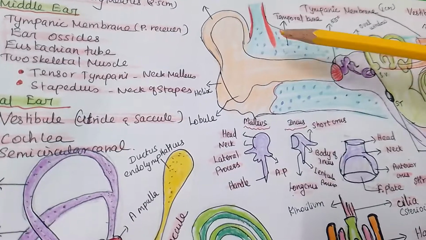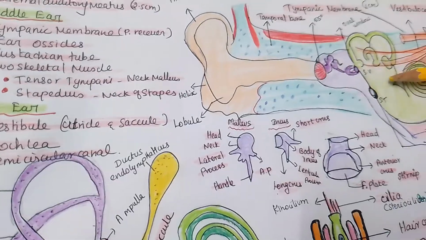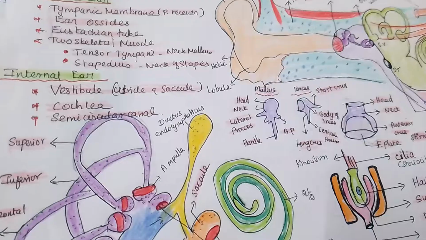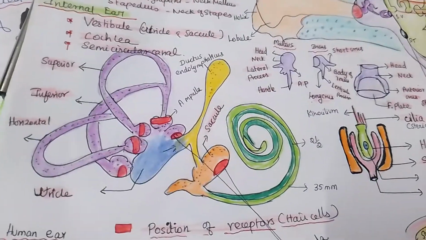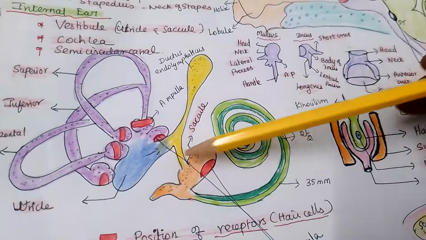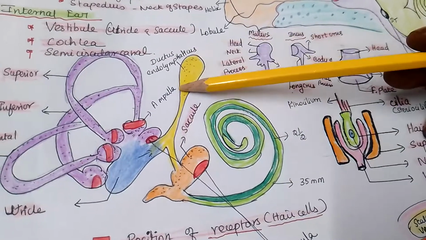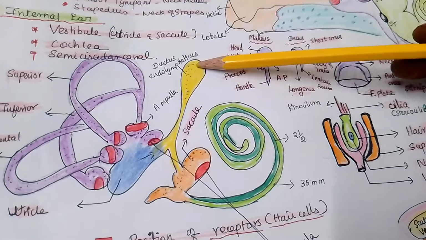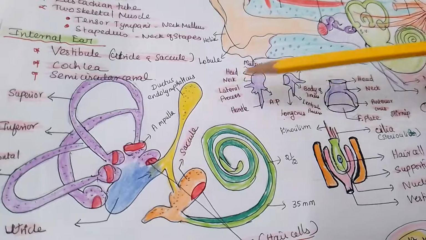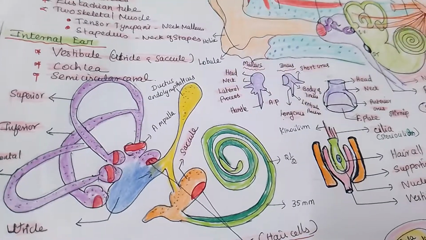This is about the external ear and the middle ear. What is the inner ear? What are the components of the inner ear? The vestibule. How is the vestibule formed? The utricle and saccule form the vestibule. The utricle and saccule are connected by the endolymphatic duct. So the internal ear contains the vestibule and the cochlea.